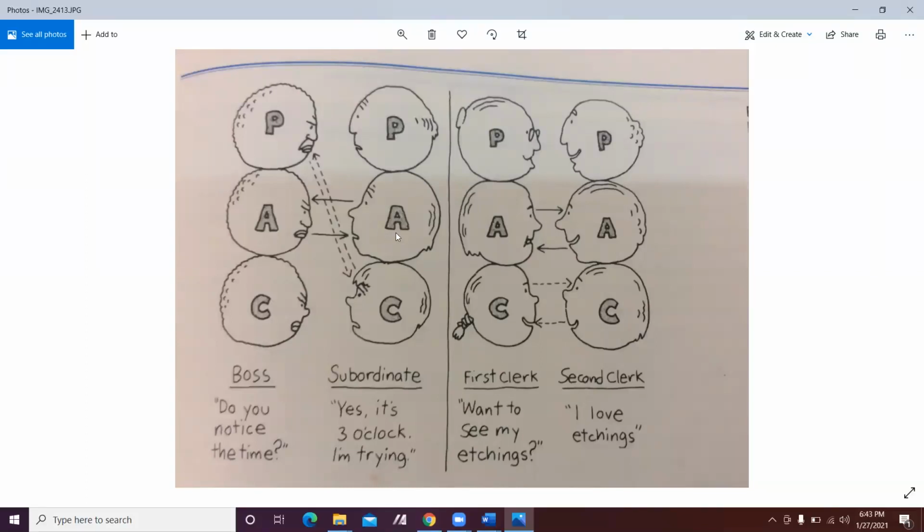So, right. Okay, then here, look at this one. Want to see my etchings? What is it? Etchings, rough designs, pictures. Want to see my etchings? I love etchings. Adult responses, but inside child. No problem. In this case also, there's no possibility of a conflict.